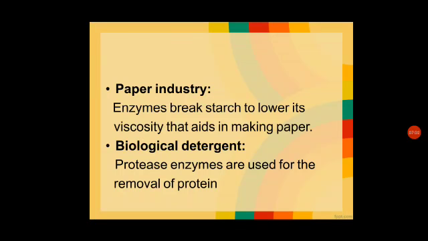In the paper industry, enzymes break down starch to lower its viscosity, which aids in making paper. Enzymes are also used in making biological detergents. Protease enzymes are used for the removal of protein. So we can say enzymes are also used in the detergent industry.